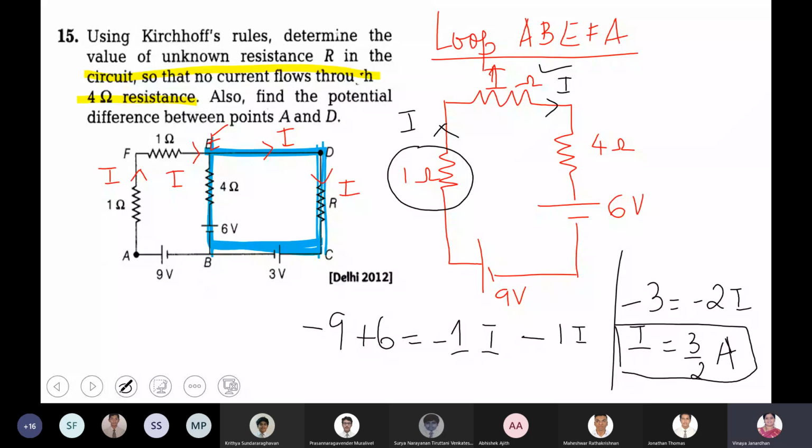Shall I erase this part, boys? What is being written? Shall I erase this part? Okay.